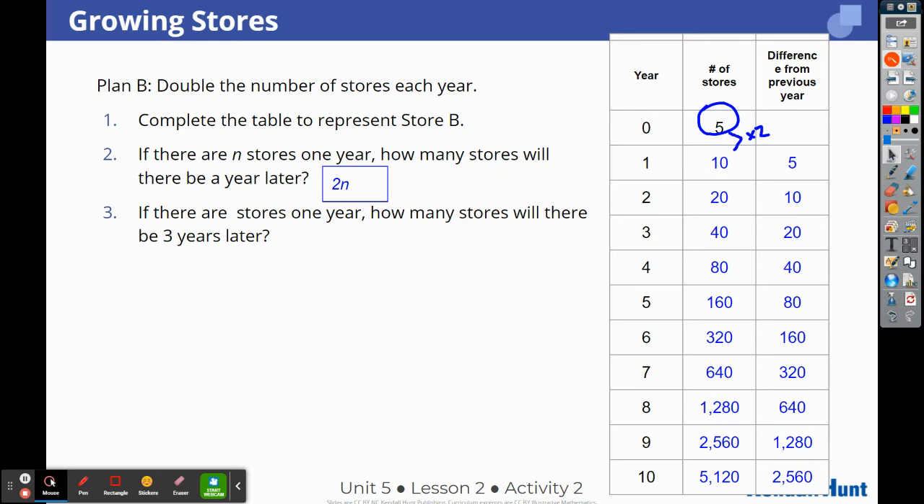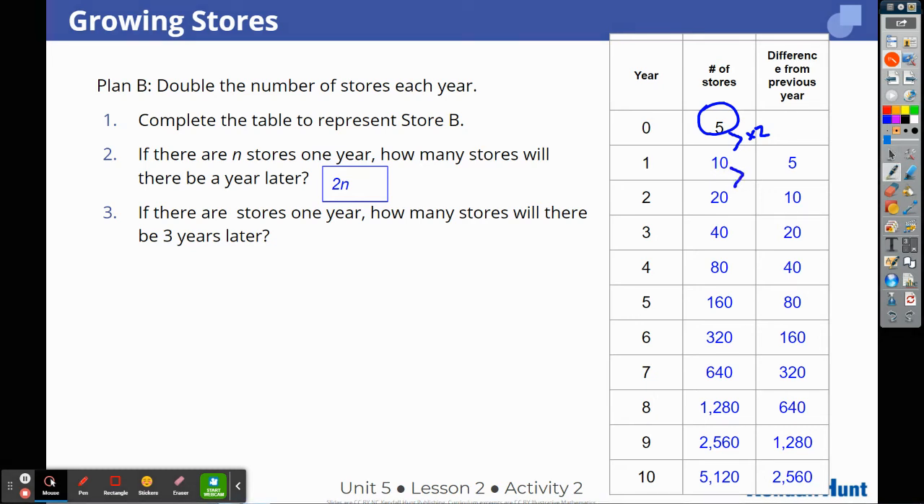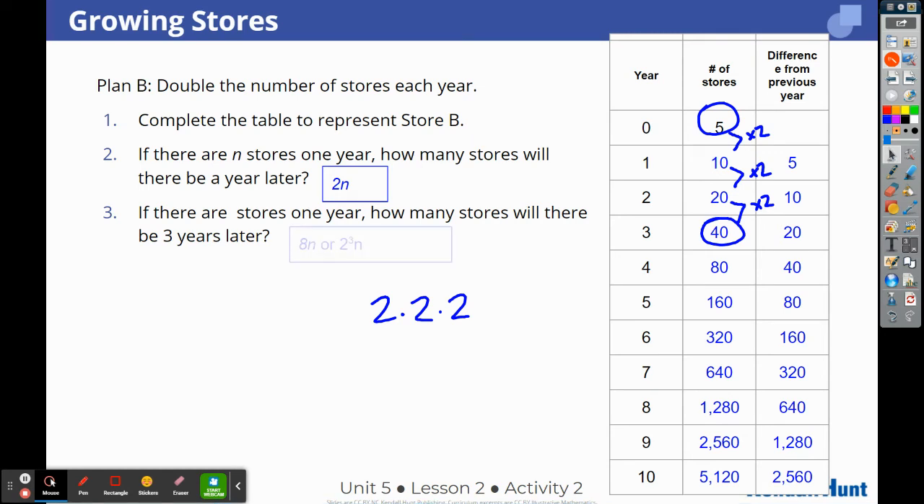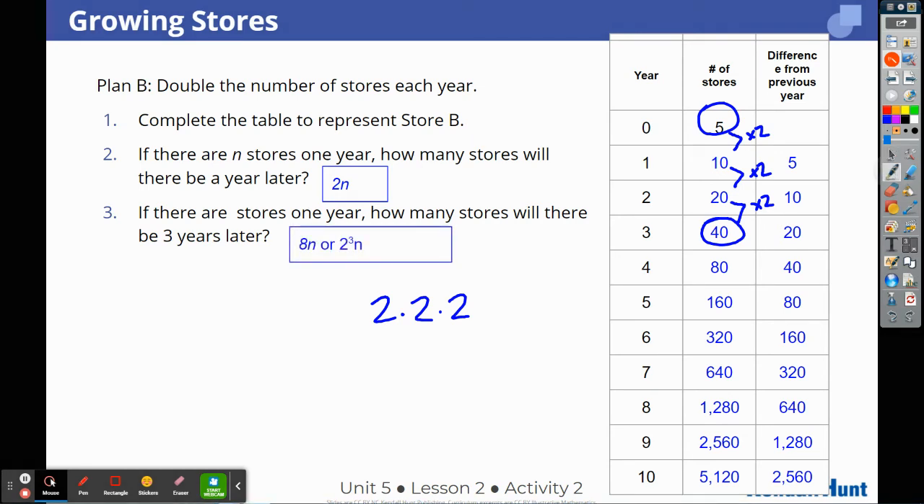If there are n number of stores one year, how many will we have 3 years later? Well, we need to get from 5 and look at 3 years later. So we multiply it by 2 once, and then we're going to multiply it by 2 again, and then one more time to get to that 3rd year. So essentially we have 2 times 2 times 2, which is 8. So we just need to multiply n by 8. Or 2 times 2 times 2 is also 2 to the power of 3, which will give us that 3rd year after our initial year.